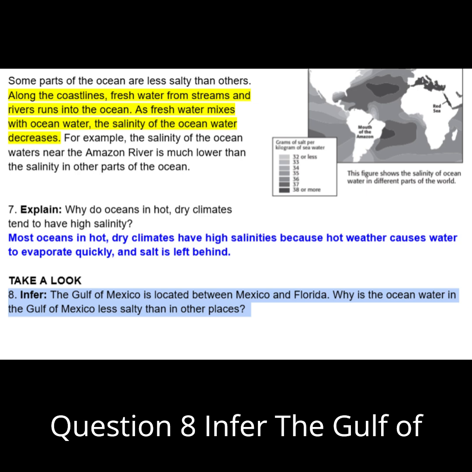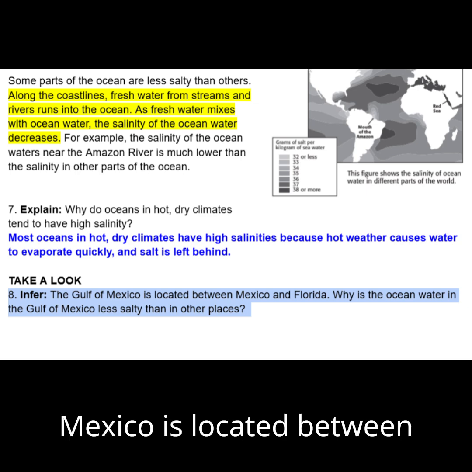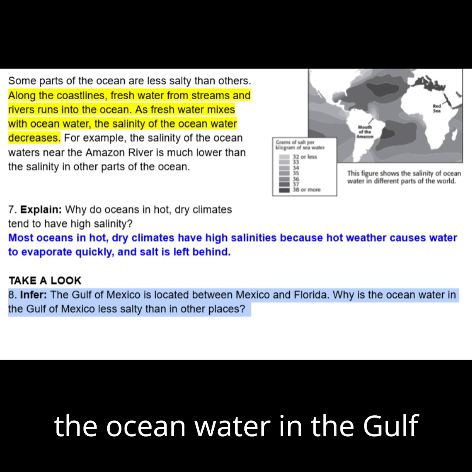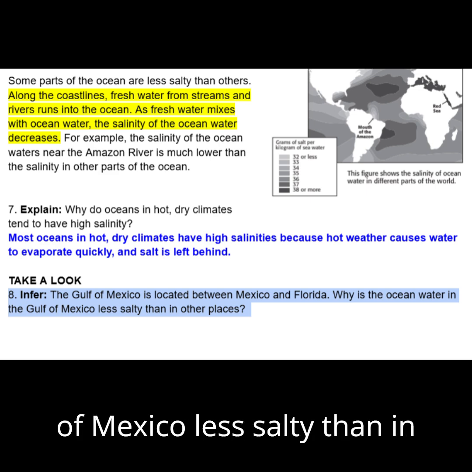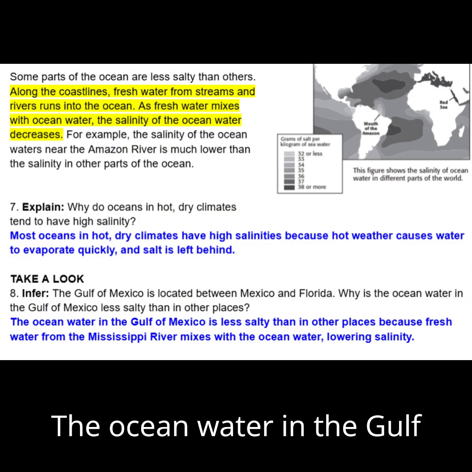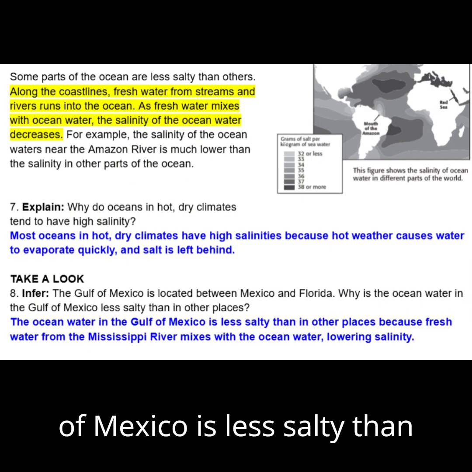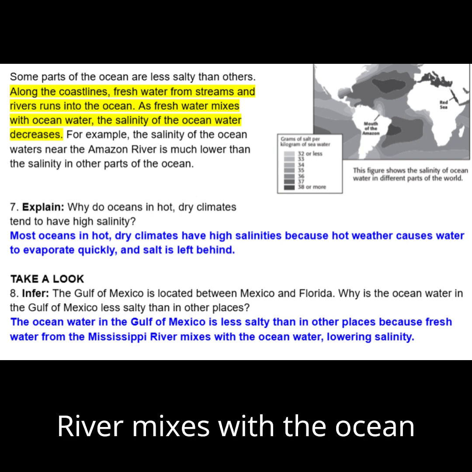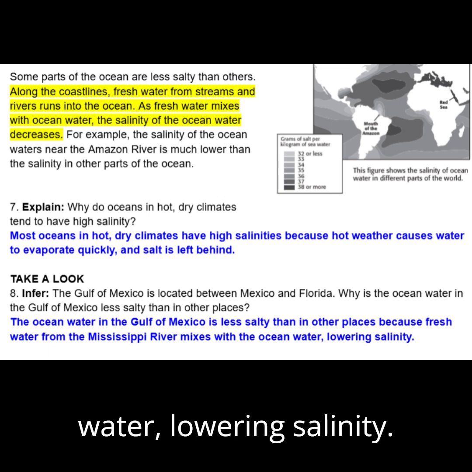Question 8. Infer. The Gulf of Mexico is located between Mexico and Florida. Why is the ocean water in the Gulf of Mexico less salty than in other places? The ocean water in the Gulf of Mexico is less salty than in other places because fresh water from the Mississippi River mixes with the ocean water, lowering salinity.